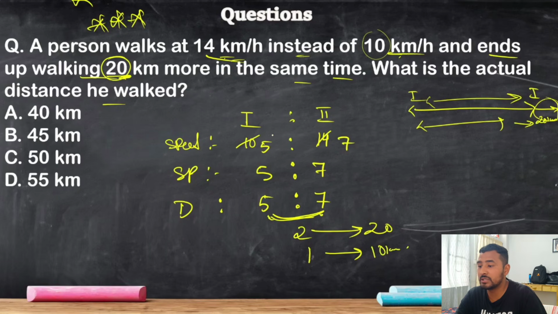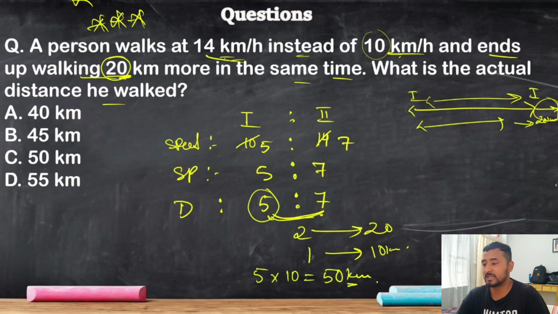Now what is the actual distance? The actual distance was how much? It was supposed to travel 5 parts. Just multiply 5 into 10. You get how much? 50 kilometers. I hope it's clear. If not, rewind and watch it again. Okay, so the answer will be option number C.